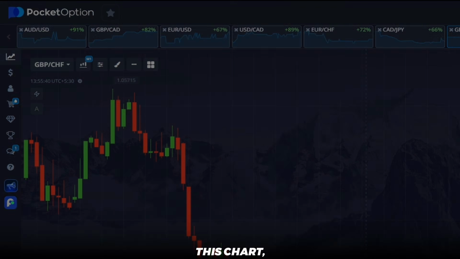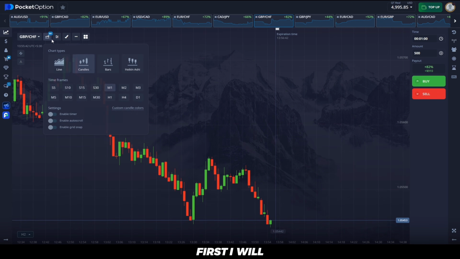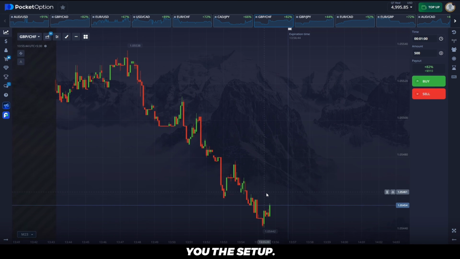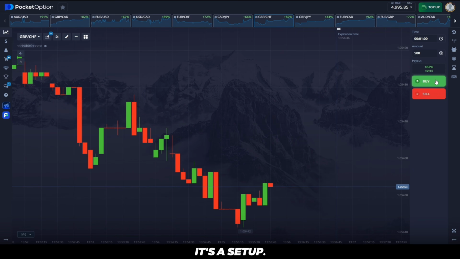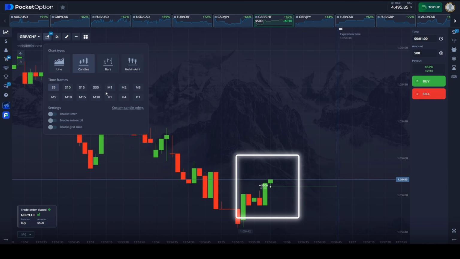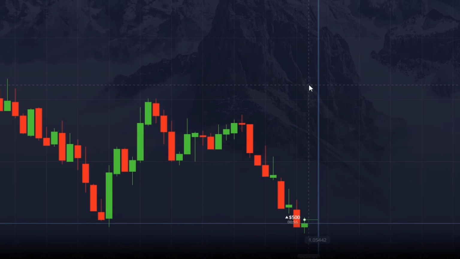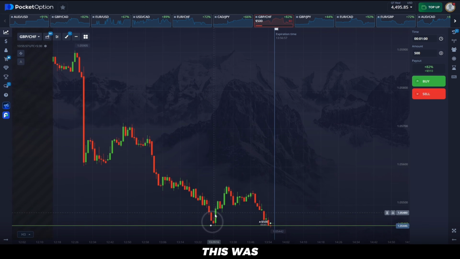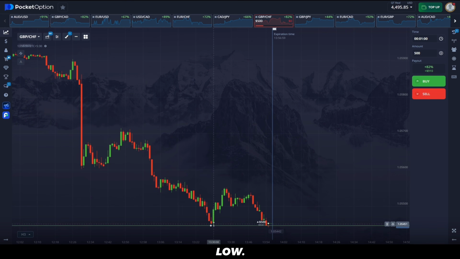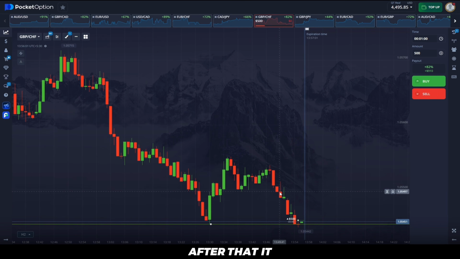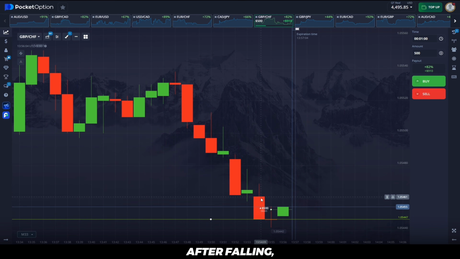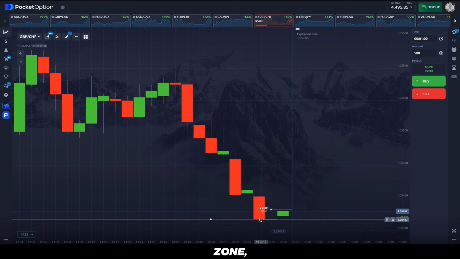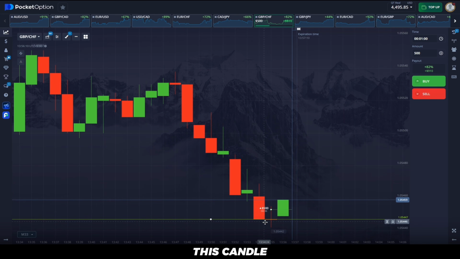Currently on this chart, I have a clear trade opportunity. First I will take the trade and then I will explain the setup. Yes, it's a setup. I have taken the trade. Let me explain the setup. So just focus here. This was a previously formed swing low. Price goes up. After that it falls. After falling, price does not break this zone, which means that chances of reversal are high.